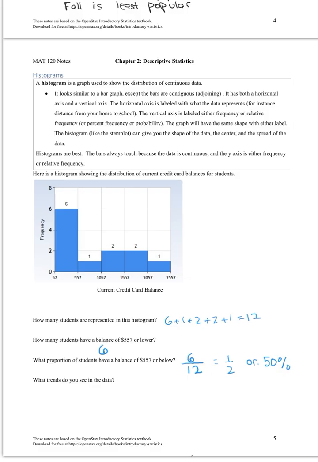The last question, there's a few answers to this question, but it says, what trends do you see in the data? If you look, you will notice that 6 students have between $57 and $557 in debt. This range of debt seems to have the most students in it. So what we could say is between $57 and $557 is the most common interval for credit balances for students. Now, there are some other interpretations you can make as well, but that's one we'll give for this video.